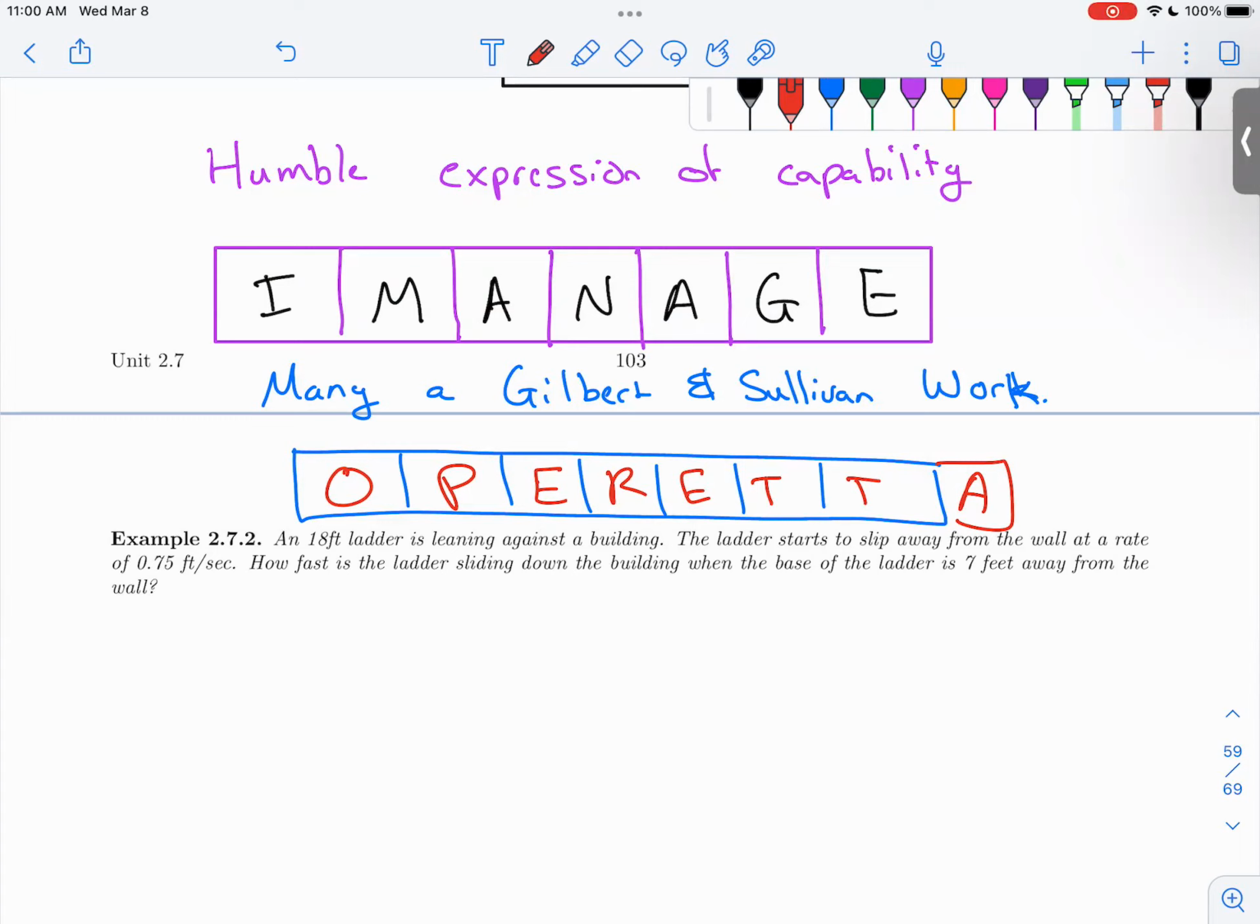So, an 18-foot ladder is leaning against a building. The ladder starts to slip away from the wall at a rate of 0.75 feet per second. How fast is the ladder sliding down the building when the base of the ladder is 7 feet away from the wall? This is one of those ones where drawing a picture is very, very helpful to figure out what exactly is going on.